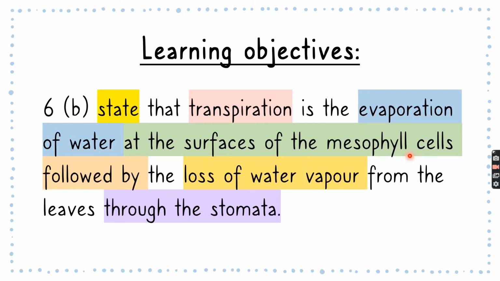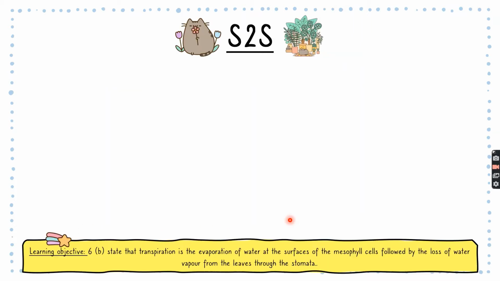So, what is our learning objective of today? If you have your Cornell notes ready, please pause this video and write down your learning objective. Our learning objective is 6b, which is state that transpiration is the evaporation of water at the surface of the mesophyll cells, followed by the loss of water vapor from the leaves through the stomata.